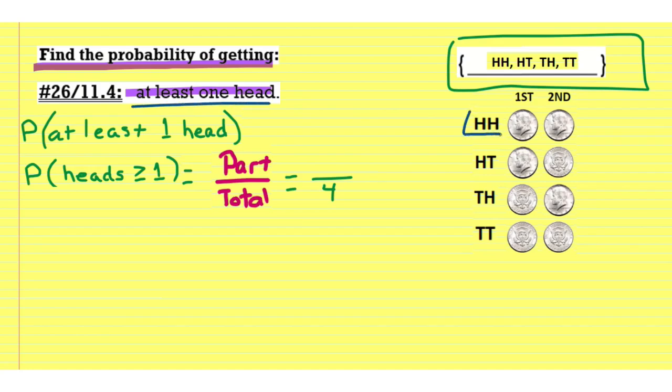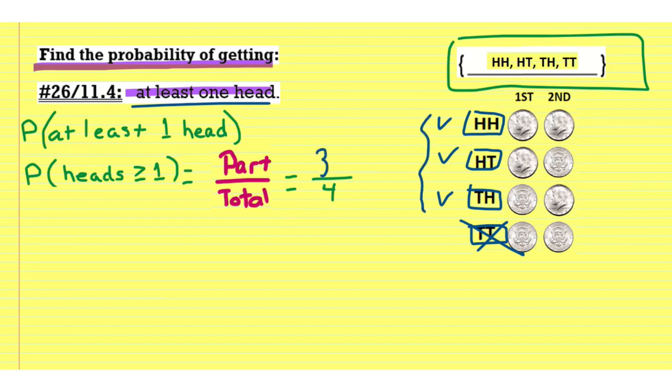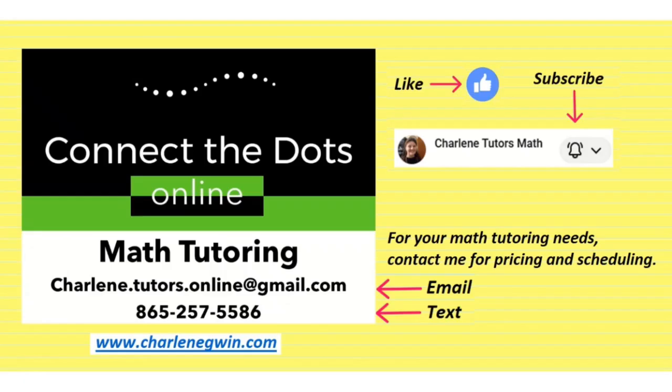So does this one have at least one head? Yes, it does. It actually has two heads. Does this one have at least one head? Yes, it does. And does this one have at least one head? Yes, it also does have one head. Does this final one have one head at least? No, this one is not an option. But we do have one, two, three options that have at least one head, and that is going to be the probability of getting at least one head is equal to 3 out of 4.